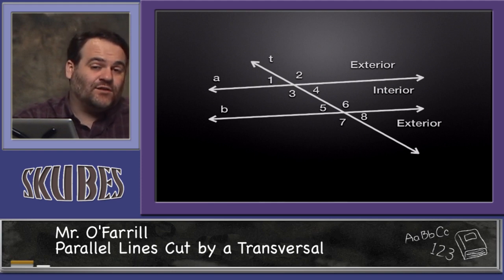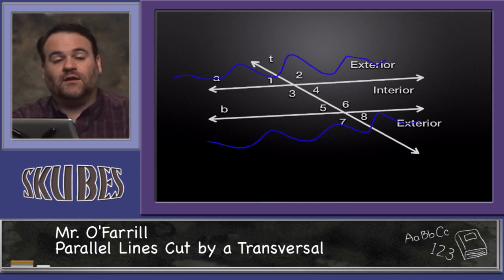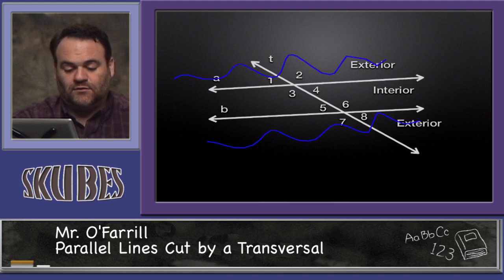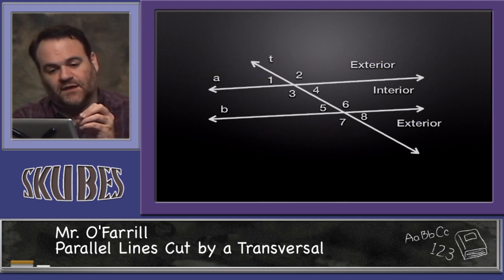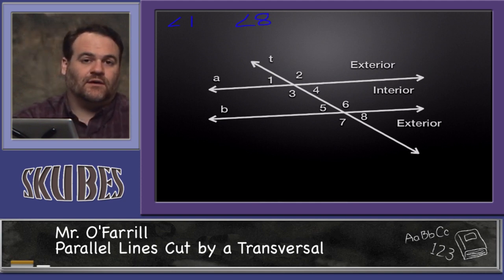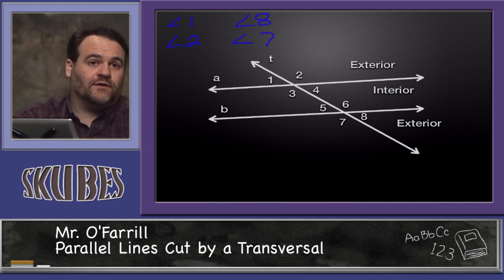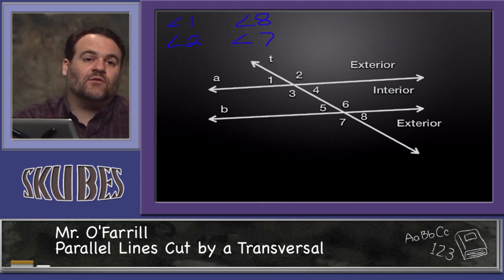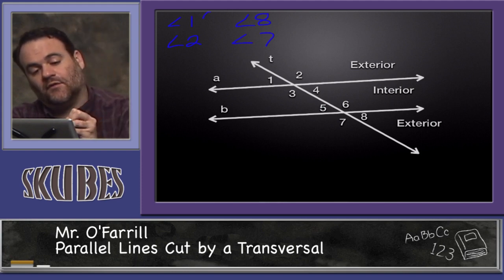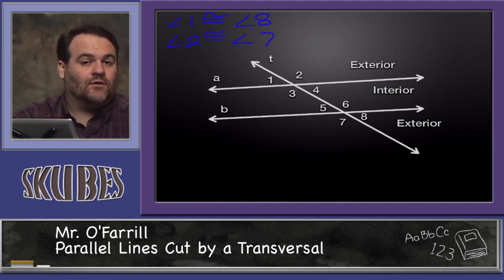We also had alternate exterior angles. Alternate still means on alternating sides of the transversal. Exterior means it's going to be out here. So we're only looking at the angles 1, 2, 7, and 8. This time, angle 1 and angle 8 are exterior angles that are alternate, and angle 2 and angle 7 are alternate exterior angles. Just like with alternate interior angles, alternate exterior angles are congruent, meaning they have the same measure or they're the same size.